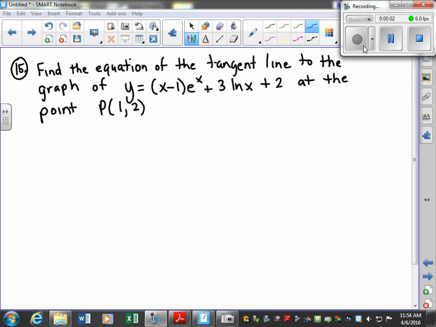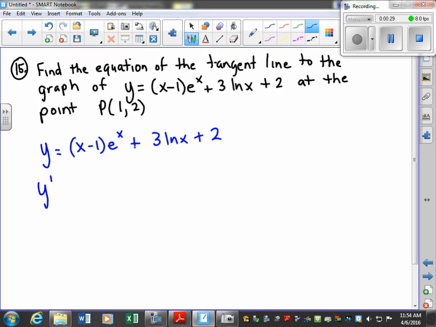Okay, we're going to finish up by finding the equation of the tangent line to the graph of this given function at the point P, ordered pair (1, 2). So first of all, let's start with our function, e to the x plus 3 times the natural log of x plus 2. The first thing we're going to do is take the first derivative of that. So y prime is going to be what's going on here.